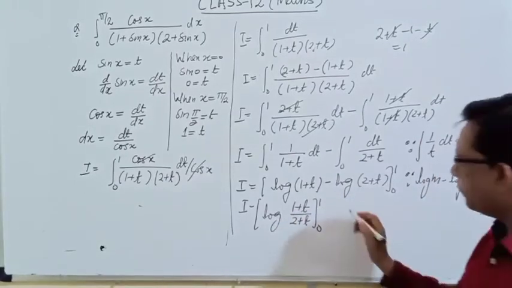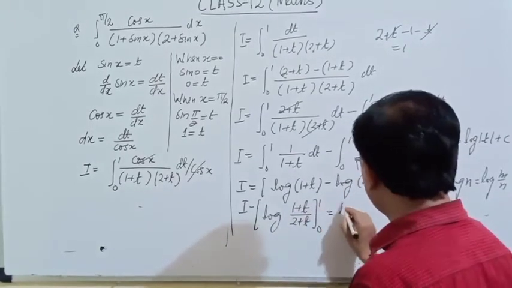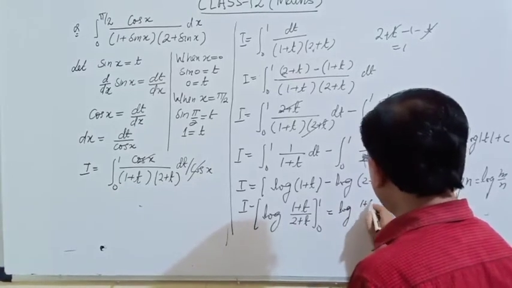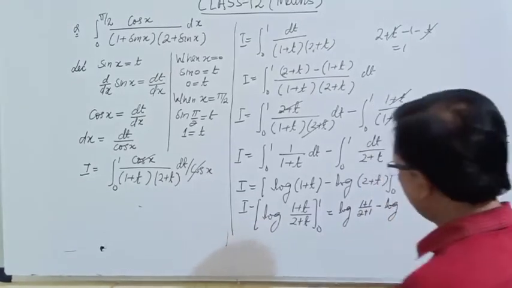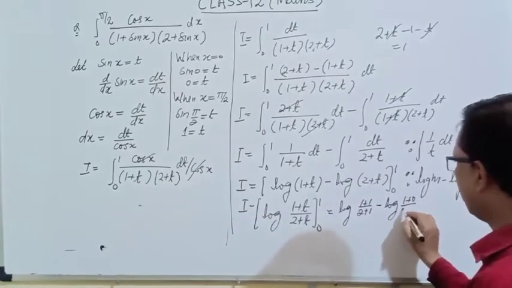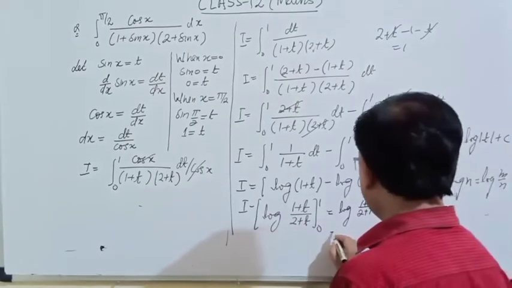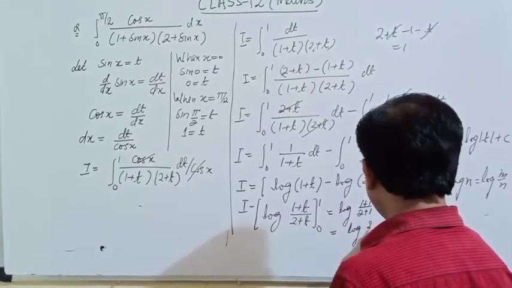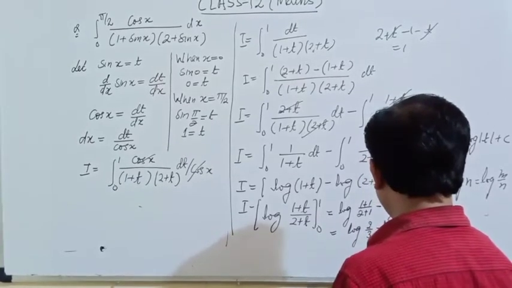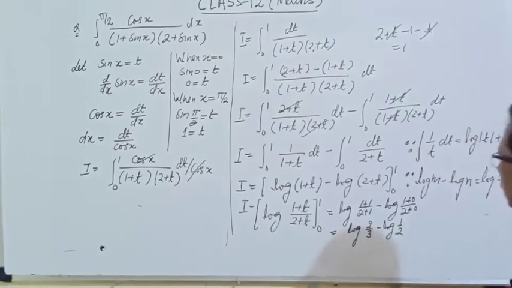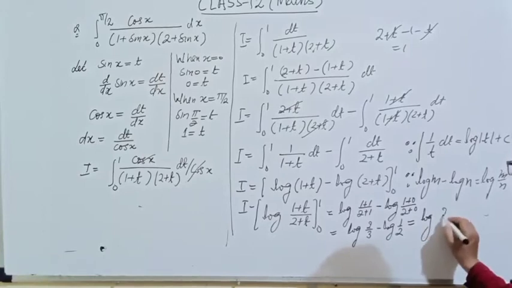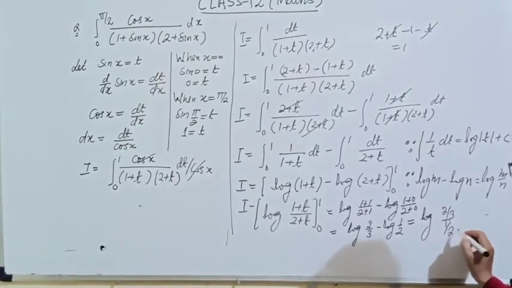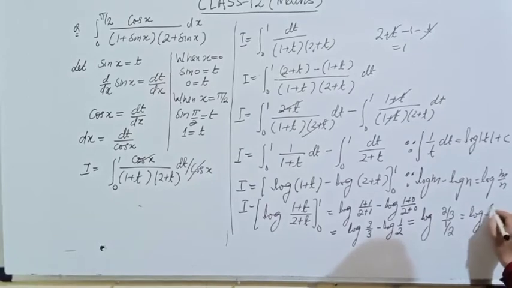Now what we do is, first we put the upper limit, which is 1, so this becomes log (1 plus 1) upon (2 plus 1), minus the lower limit 0. This is log (1 plus 0) upon (2 plus 0). So this becomes log 2 by 3 minus log 1 by 2. Again we apply this formula, so this becomes log of (2 by 3) upon (1 by 2). This is log 4 by 3, your final answer.